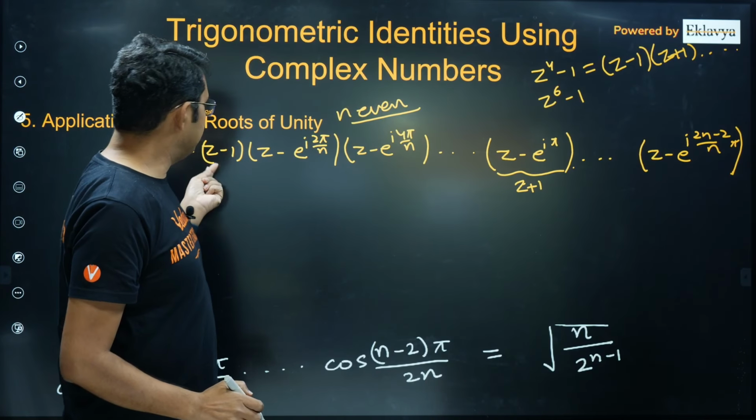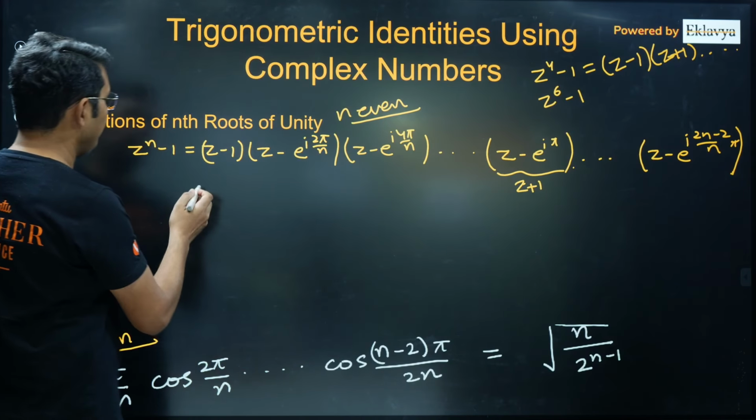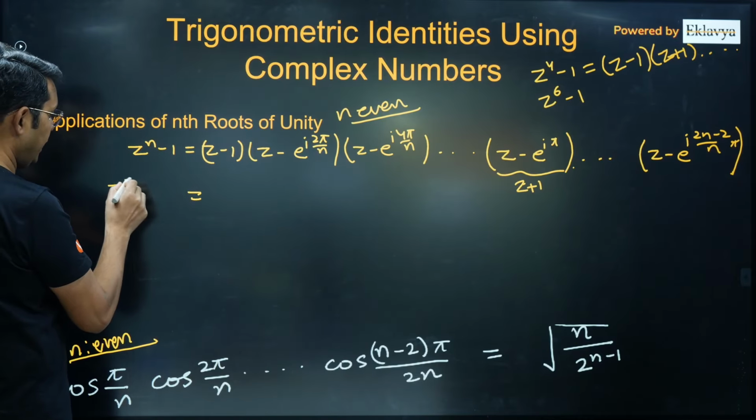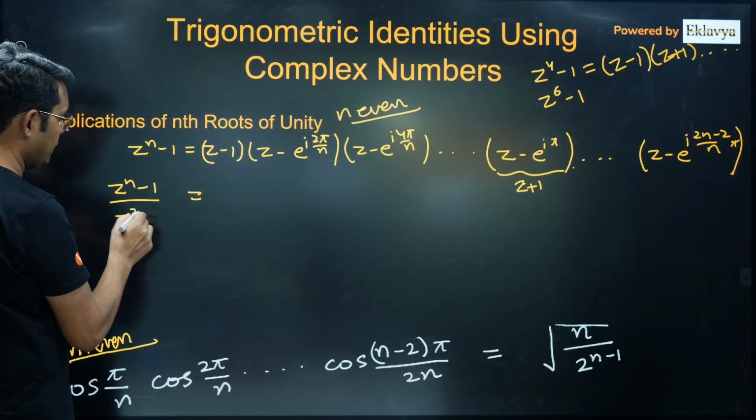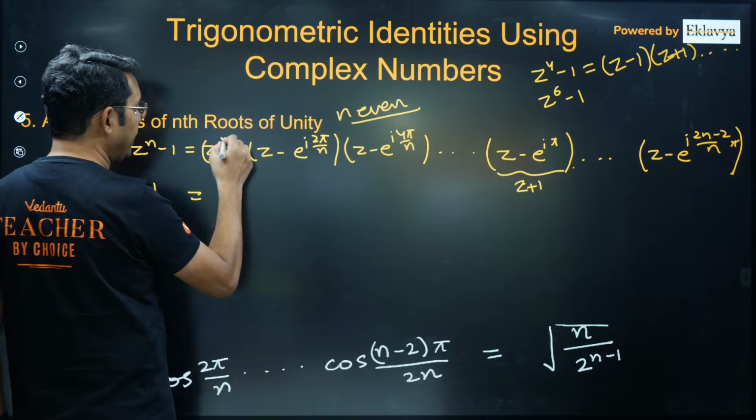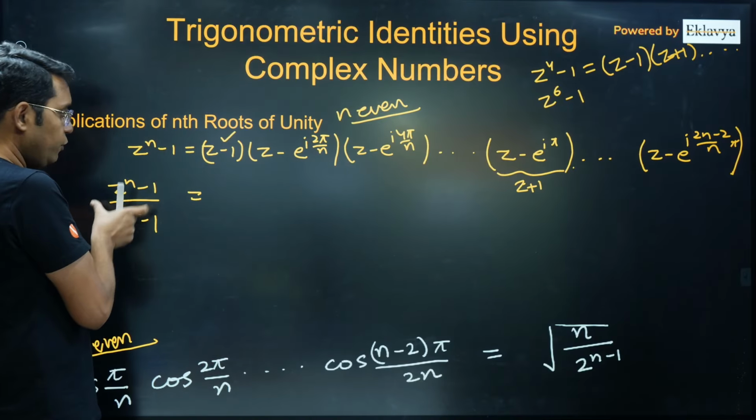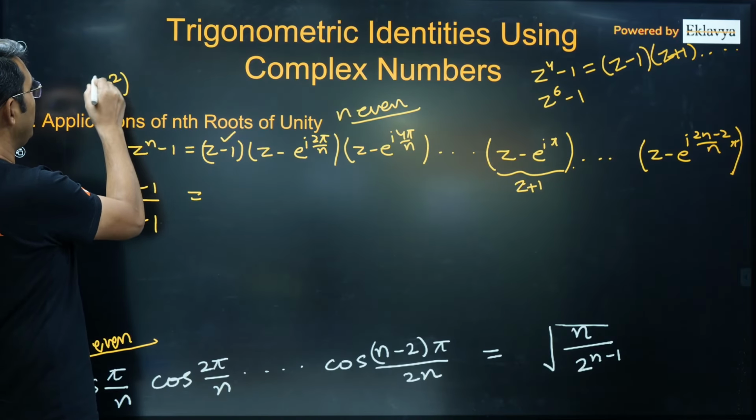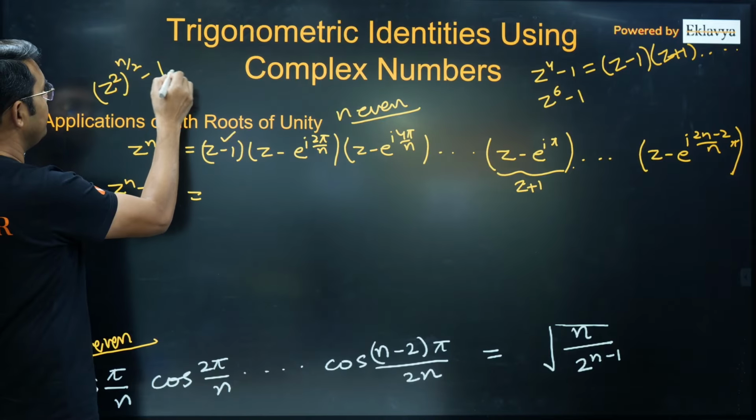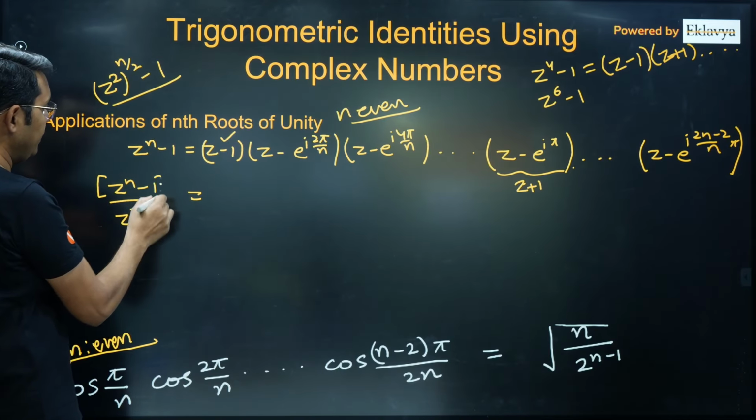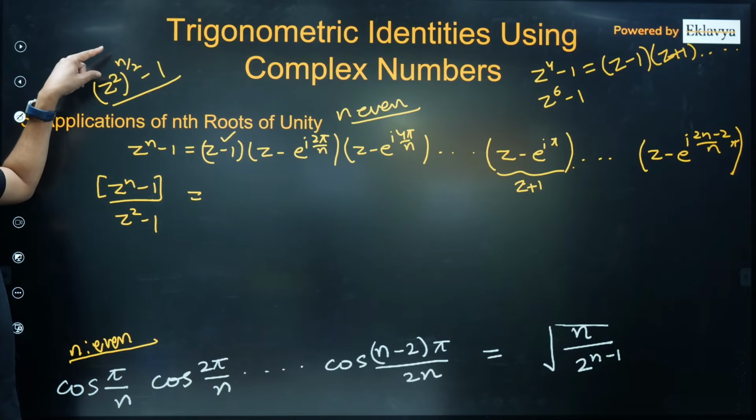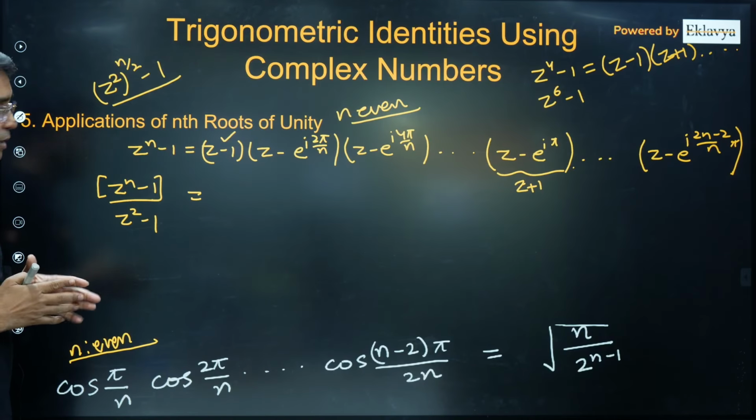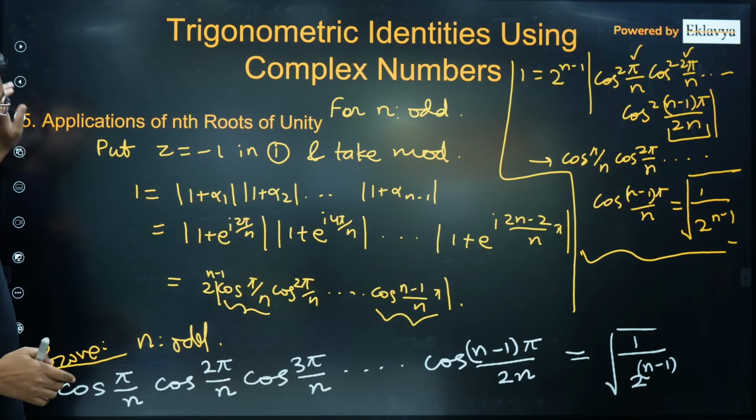If I combine this z minus 1 with z plus 1, I think we can write this as z square minus 1, and I will take this side z power n minus 1 upon z square minus 1. So these two brackets I have taken on the left hand side. If you expand it, z power n you can write as z square power n by 2 minus 1. This can be written as z square power n by 2 minus 1 upon z square minus 1. Then I think I can open it the way I did for this.